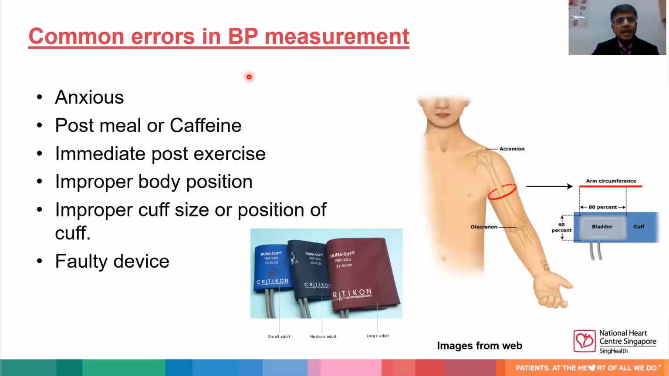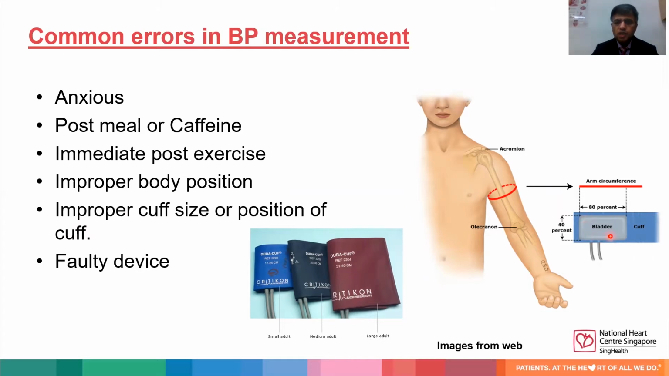What are some common errors in blood pressure measurement? Of course, factors like if the person is anxious, post-meal or caffeine intake, immediately post-exercise, or improper body positioning can affect the blood pressure measurement. The most common error for measurement is using an improper cuff size or the position of the cuff. You can see that there are numerous cuff sizes. This one in the middle is what we use for the standard adult. Those who are very obese may need to use a larger cuff.